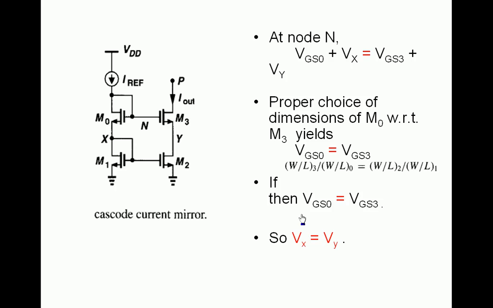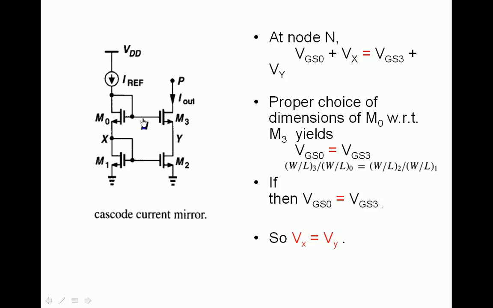Next, the circuit is again modified. So what you are applying across VB, so that you are going to be getting VDS1 is equal to VDS2. This is the cascode current mirror circuit, and this is the node N where you applied VB voltage. This VB voltage is common for M3 as well as M0.